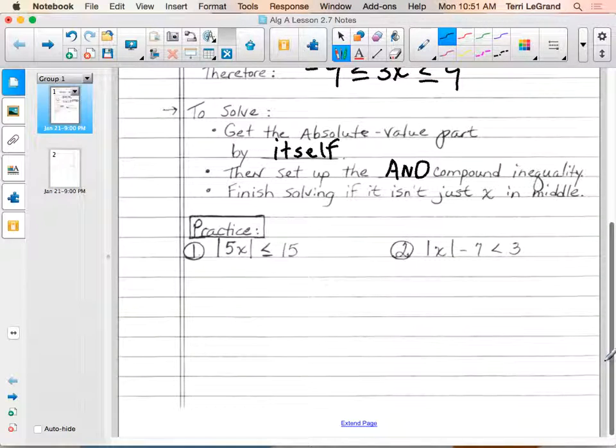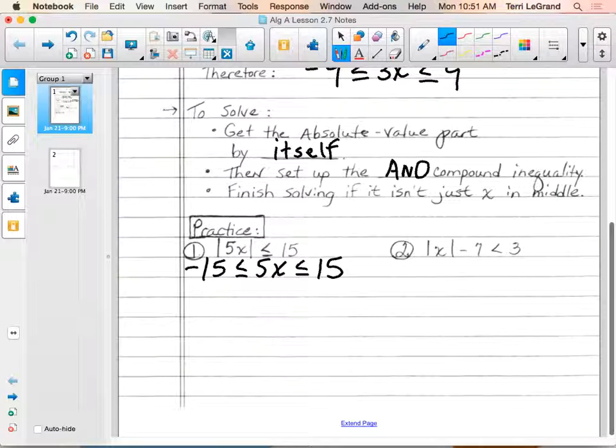Number 1, the absolute value of 5x is less than or equal to 15. What's that say? 5x must have a distance of 15. No more than, or less than, or exactly? So I want to answer this question though. 5x can have a distance of no more than 15. Okay, so we're going to set up a compound inequality that says that. So Jossie, what is the compound inequality? Negative 15 is less than or equal to 5x is less than or equal to 15.